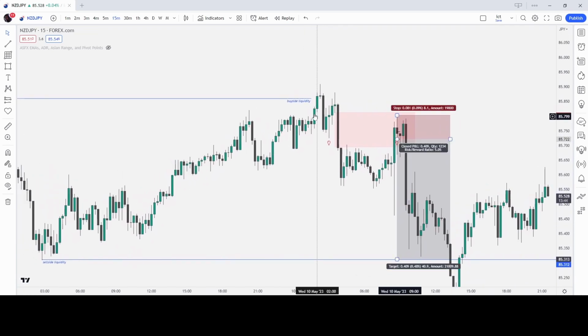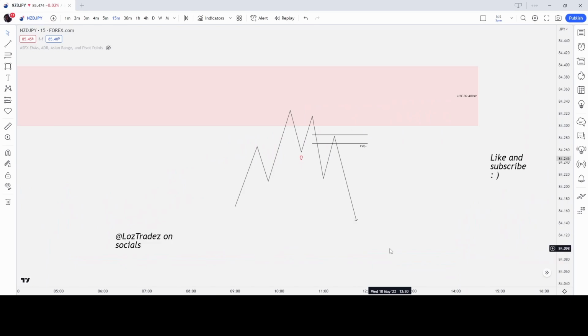So yeah, I hope you guys found the examples useful and learned how to differentiate between a fake market structure shift and a real one like this. Hopefully this too improves your win rate as it did mine.